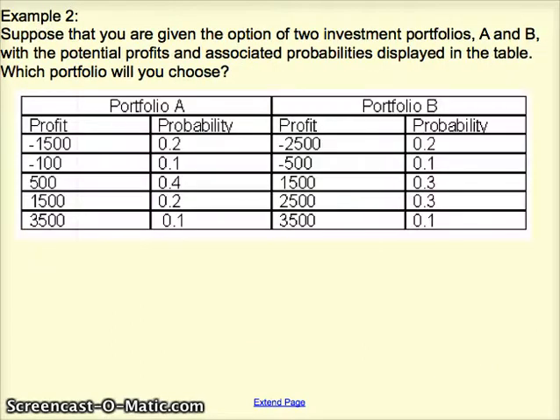Here's another way to make decisions. I've got two portfolios that I'm interested in investing in, A and B, with potential profits and the probability of those profits there. Which one would you choose? Pause me for a minute and come to a decision on which of these you would choose.